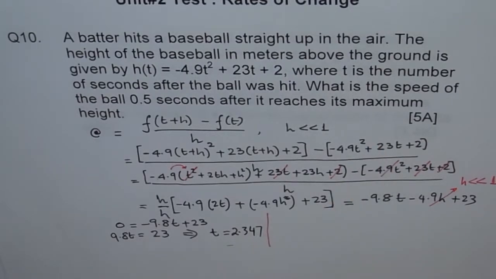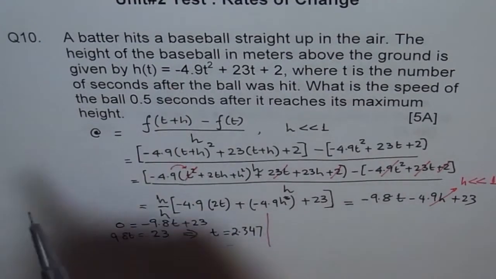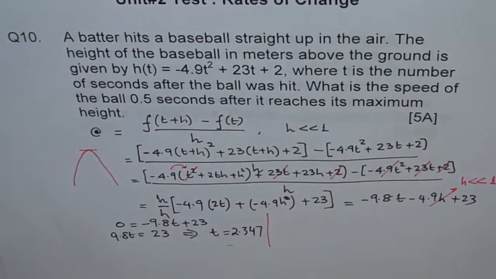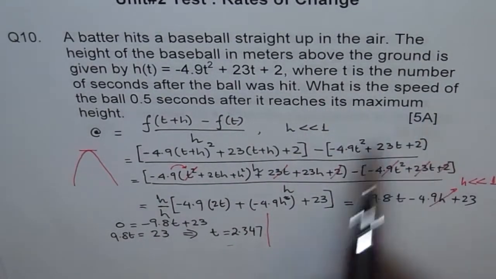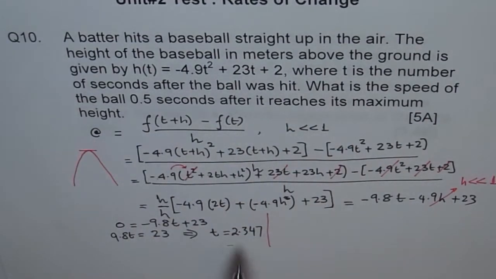Why is it a maximum? Because you see the equation has got a negative here. That means that the parabola should be going like this, right? And so we have a maximum here, correct? Now, it says, what is the speed of the ball 0.5 seconds after it reaches the maximum? So 0.5 seconds we'll add to this. So we'll add plus 0.5 and we get our time, right? Okay, so it is 2.847, correct?